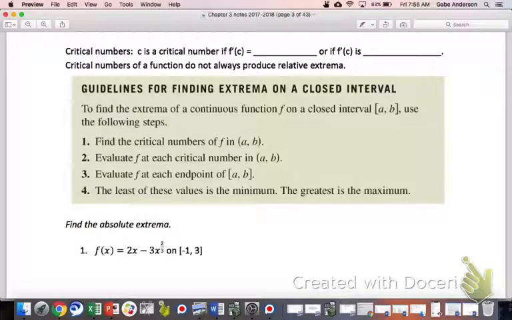If you're not already in your notes, but it looks like most of you are, go ahead and get in there.